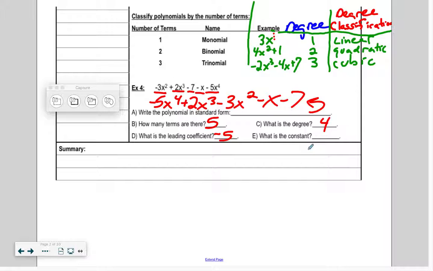Last but not least, what is the constant? Go back up, remember a constant in your notes is the term that does not have a variable attached to it. So this -7 does not have a variable attached to it. That is the constant.